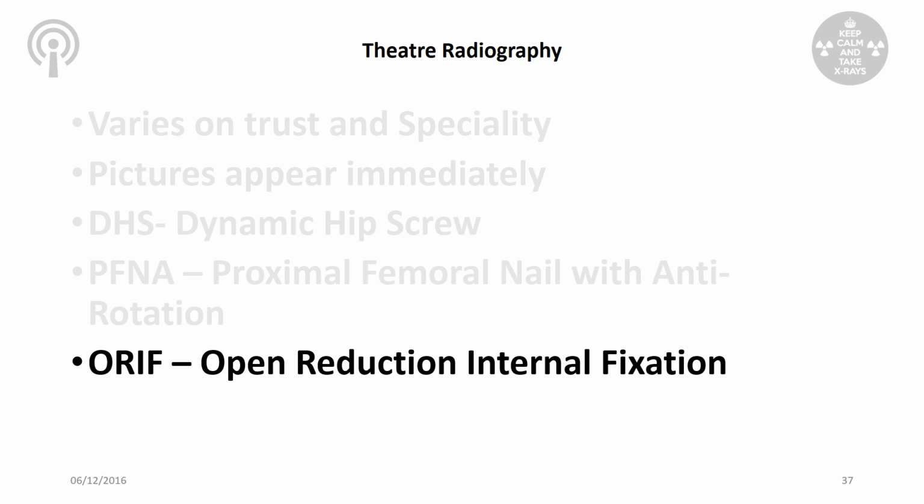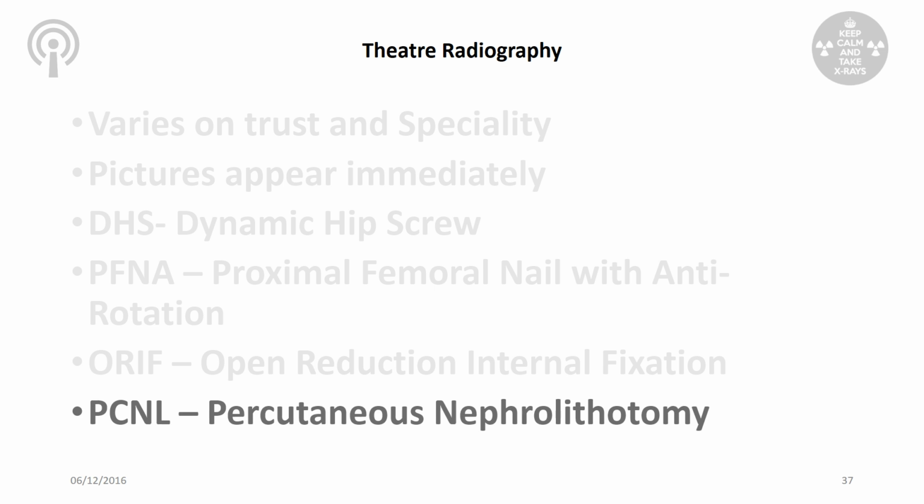And then ORIFs, various ORIFs of various types of various things. And urology work, PCNL, percutaneous nephrolithotomy, which basically just means we stick something into the kidney to pull out a stone. Or if we can't pull out a stone, we'll put in a nephrostomy instead, which is basically an artificial opening to the outside of the abdomen, which allows urine to drain from the kidney because the ureter is permanently blocked for whatever reason.